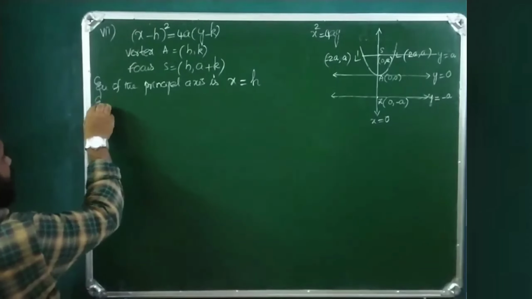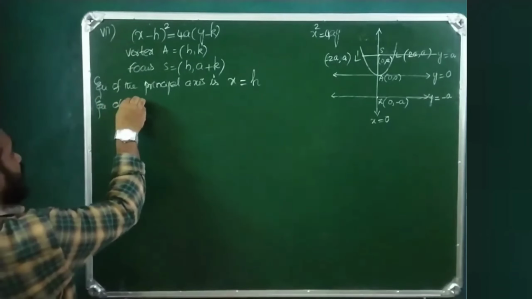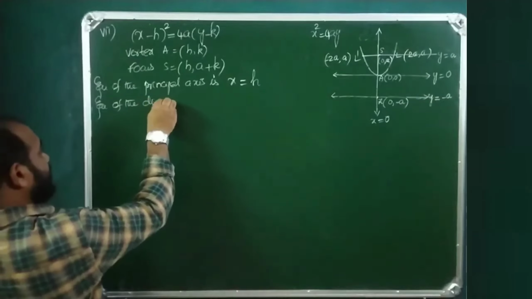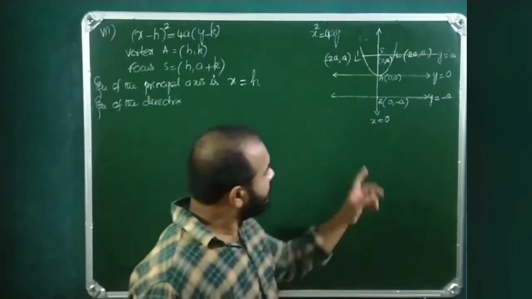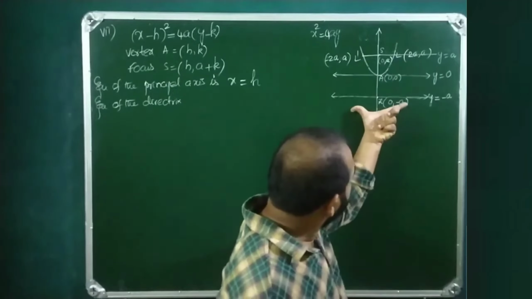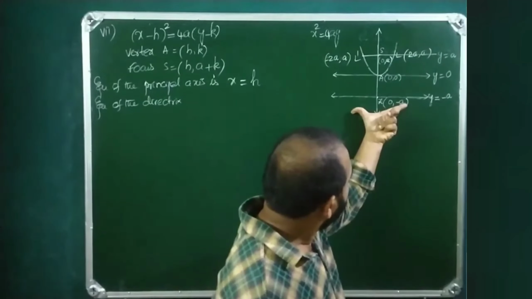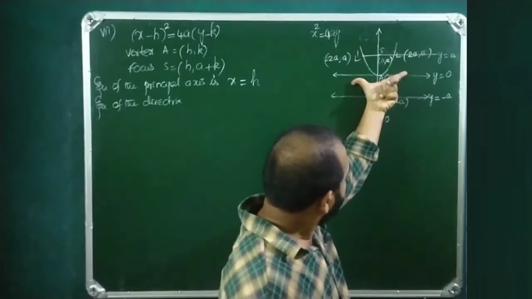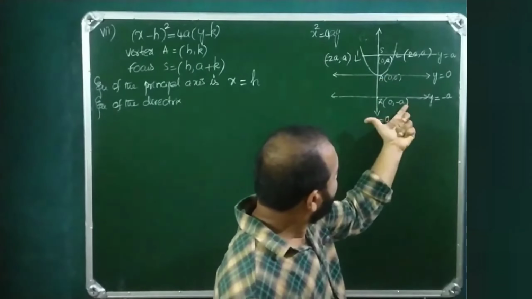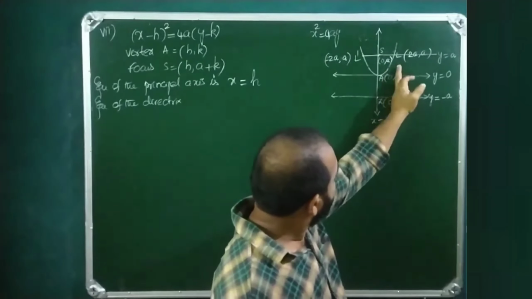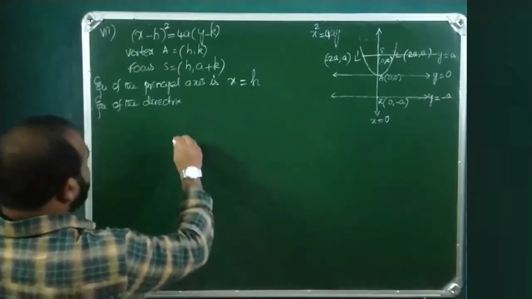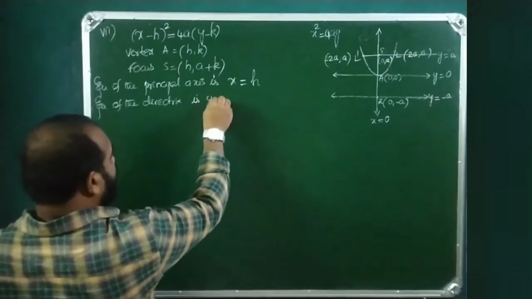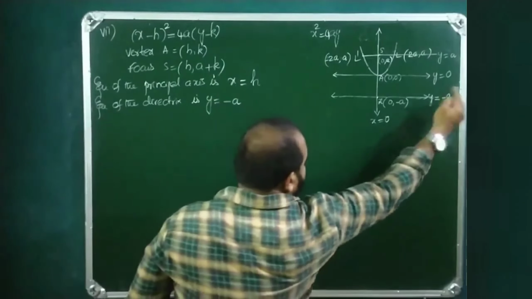And the equation of the directrix. What was the equation of the directrix for this? This is the directrix, which is parallel to the x-axis. This is 0 comma a, this is 0 comma minus a, so y equals minus a. So here y equals minus a plus k.